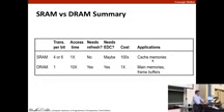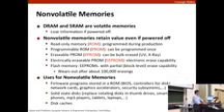We find SRAMs being used in these small, fast memories on chip called cache memories, and we're going to learn all about those on Thursday. And then DRAM is the workhorse used in main memories, and the frame buffers associated with graphics cards.